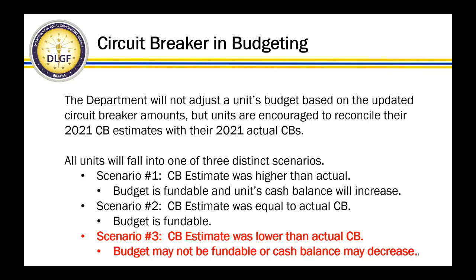Scenario one, you thought the circuit breaker would be worse, right? You thought the circuit breaker would be $1,000, but in truth, it only came out to $800. So what does that mean? One, it means your budget is fundable. It means that the amount of property taxes that we used to build your budget should not be impacted by the circuit breaker amount. In fact, it's almost as if you were going to receive more money than you thought you were going to, right? We thought circuit breaker was going to cost us more than it did. And so this is like finding an additional revenue source.